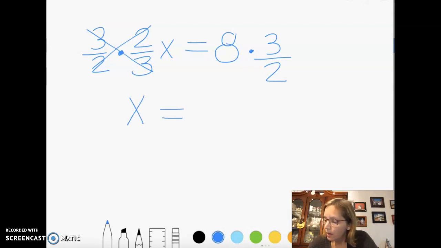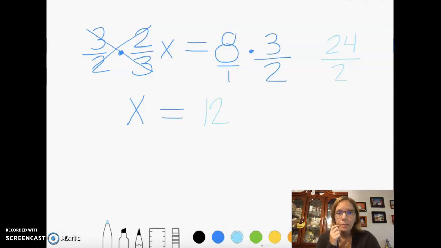And on this side, I remember that I have an imaginary 1 underneath. When you multiply fractions, you multiply the top numbers and you multiply the bottom numbers. So 8 times 3 is 24, and 1 times 2 is 2. 24 divided by 2 is 12. So 12 becomes my final answer.